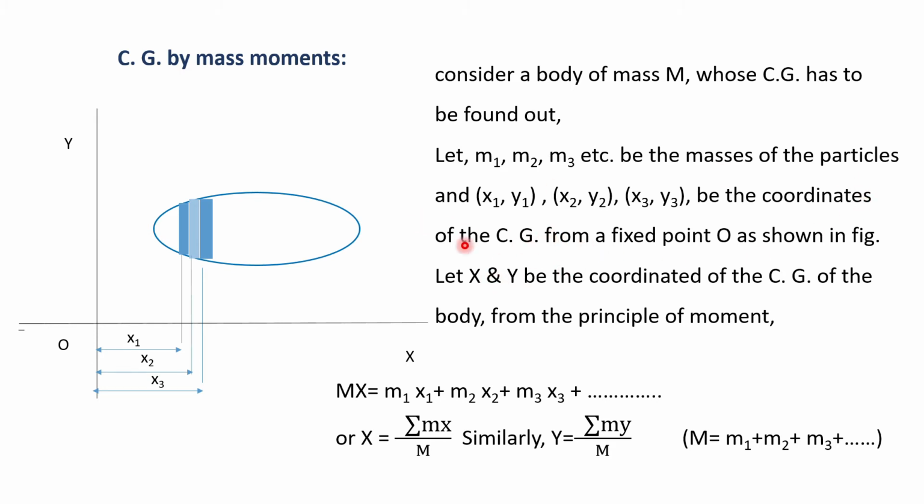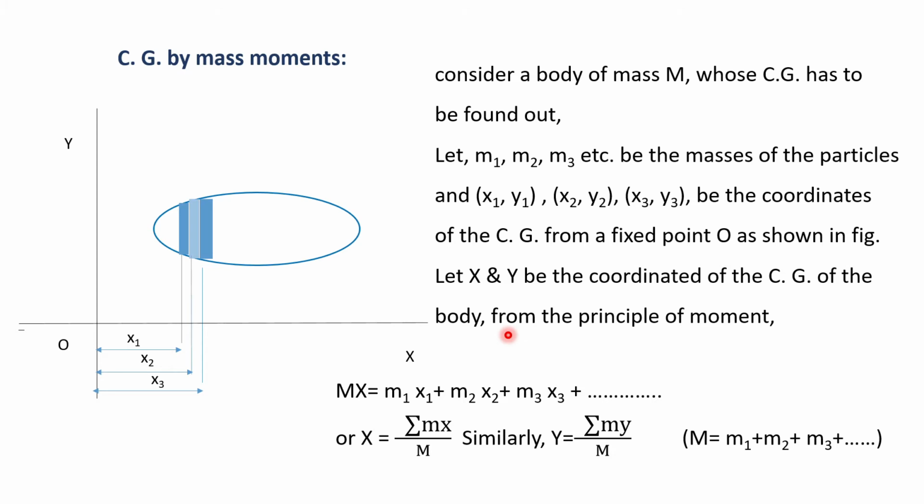So for the different points, different coordinates are there. When we consider each particle or each strip from the reference axis, it has its own location, that is the coordinates, and its own mass, right? Let us denote them 1, 2, 3 like that. So when we get all these masses and the distances from the reference axis, then we can apply the principle of moments, right?